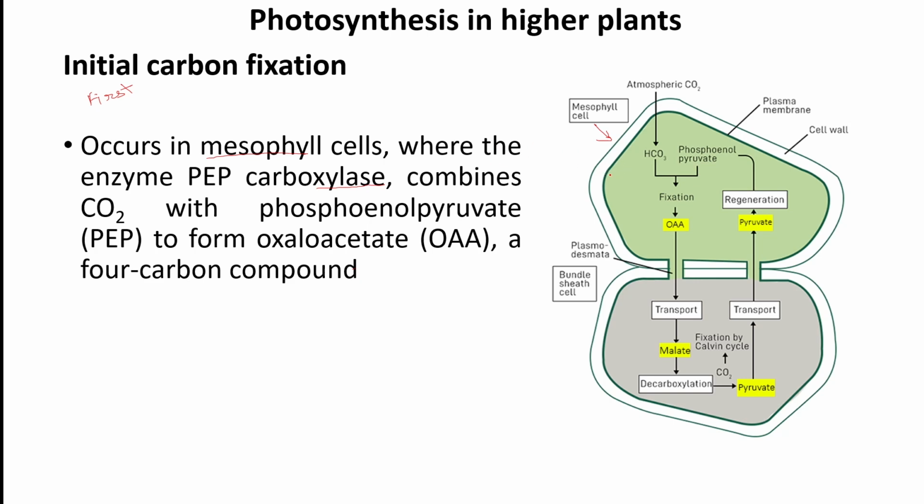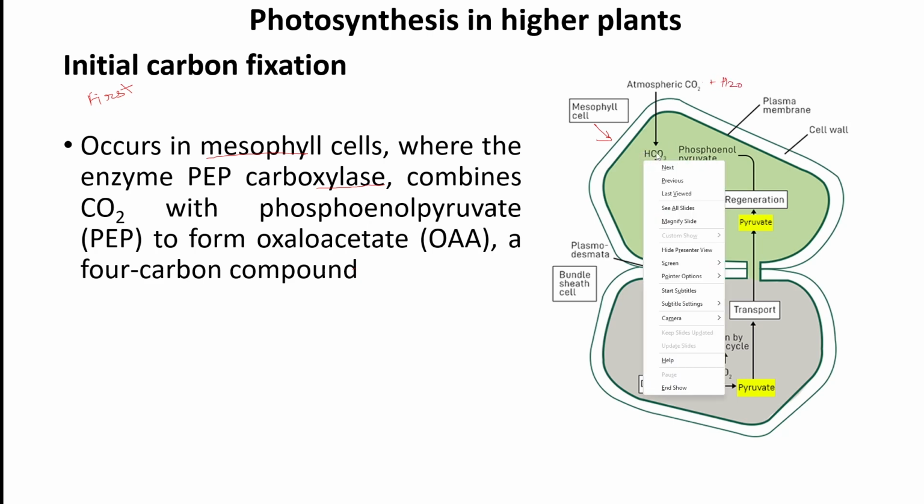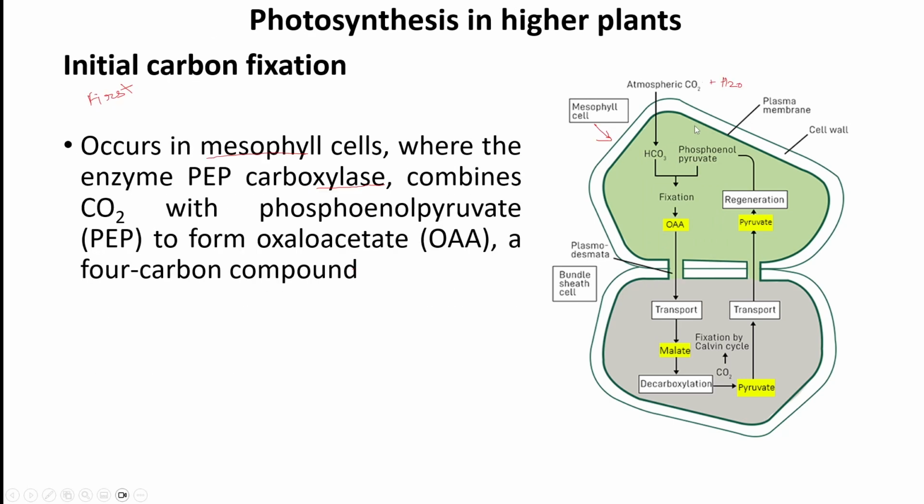Okay, so here you can see what happens. Carbon dioxide initially combines with water, leading to the formation of bicarbonate ion. Bicarbonate ion then combines with phosphoenol pyruvate, leading to the formation of a 4-carbon compound known as oxaloacetic acid, which is the first stable compound.